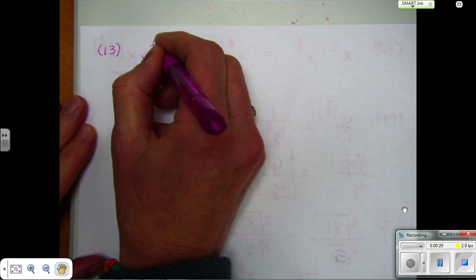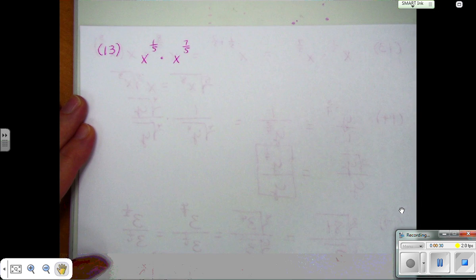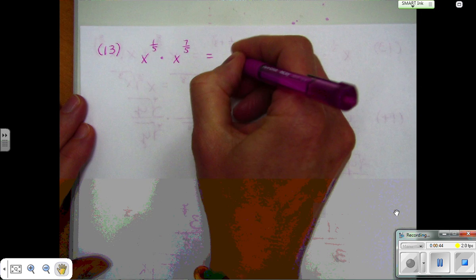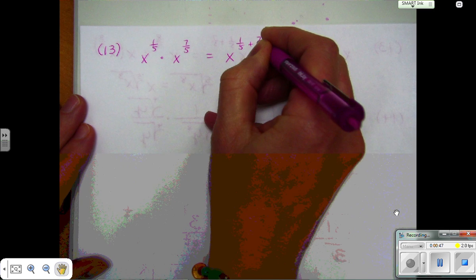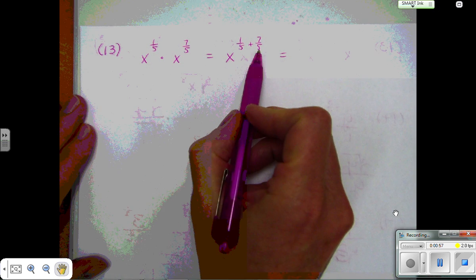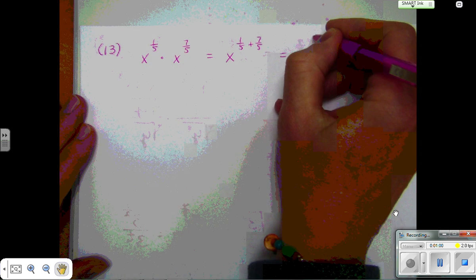you have x to the 1/5 times x to the 7/5. Okay, so all of the properties of exponents, all of the properties of fractions apply to these rational exponents. So when you have a base times a base, you add the exponents together. So I'm going to add the 1/5 plus 7/5. And anytime you are adding fractions, the denominators need to be the same. So since these denominators are the same, I'm going to add the numerators. So I get x to the 8/5.